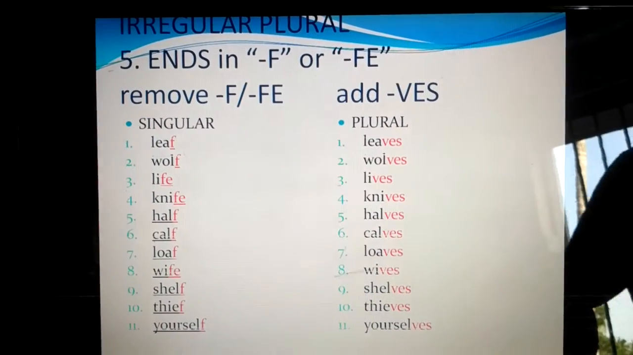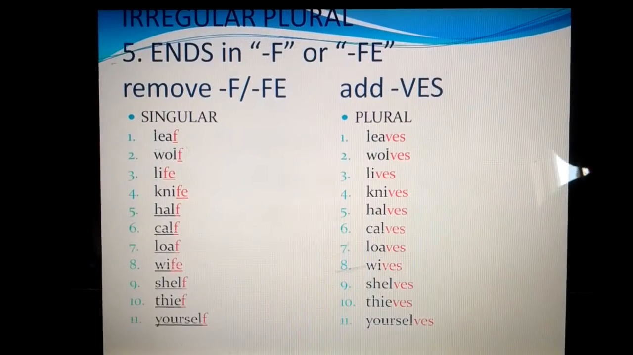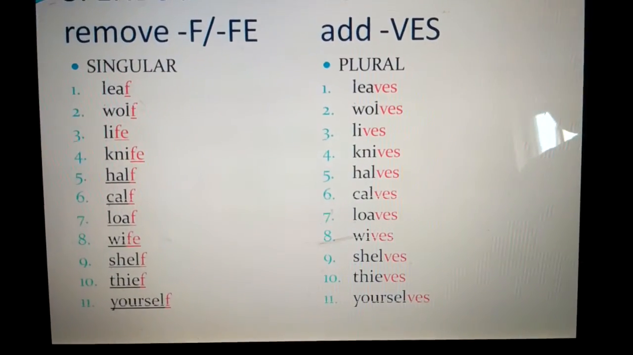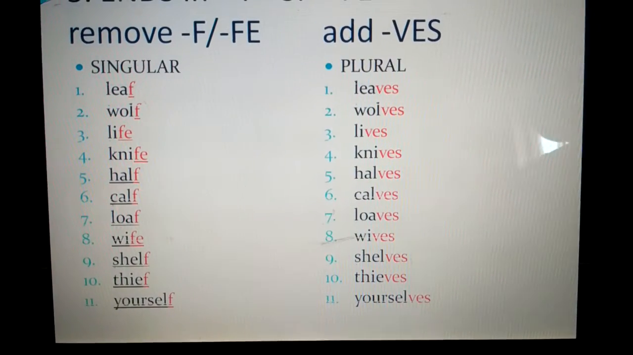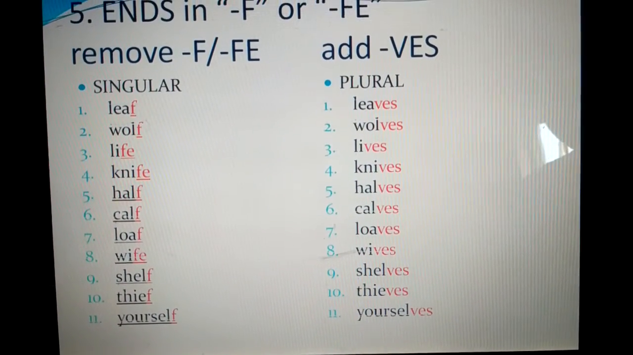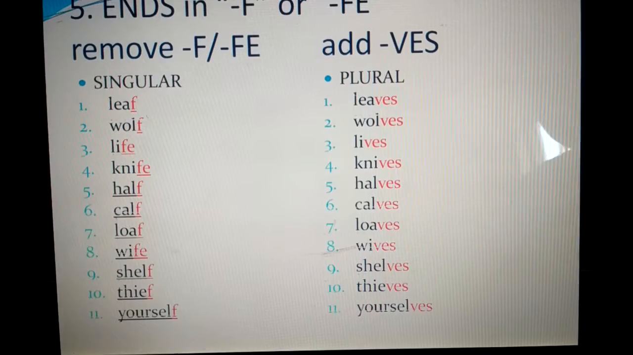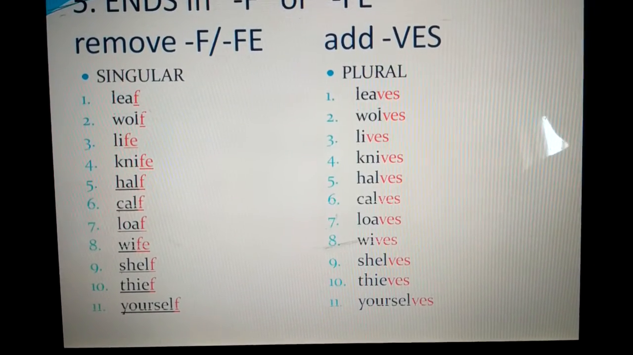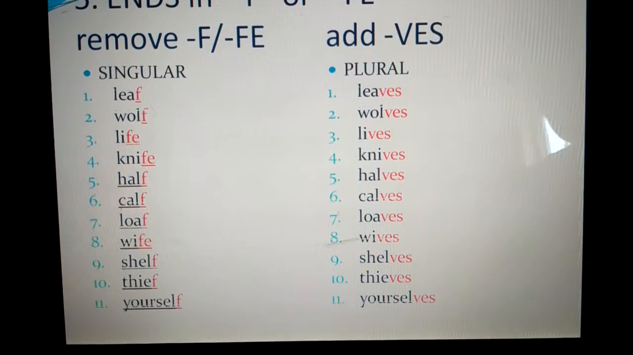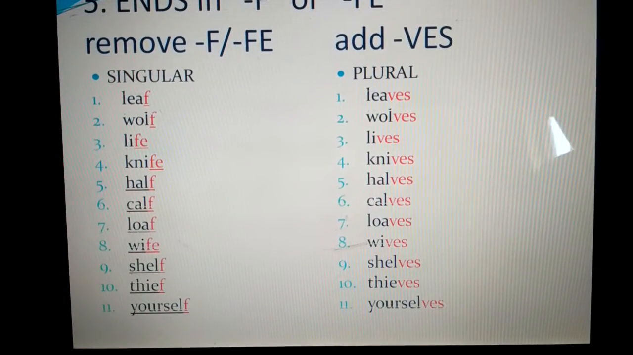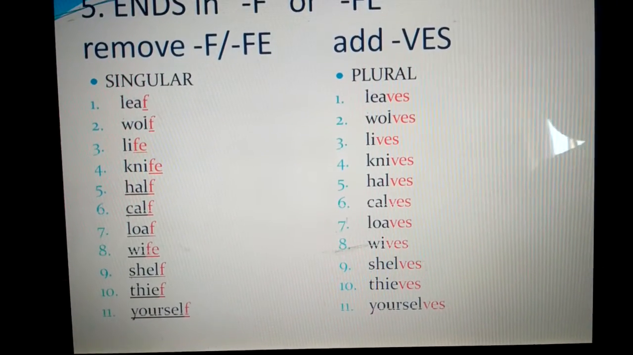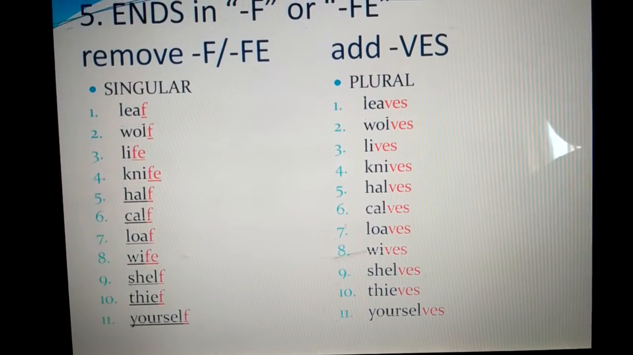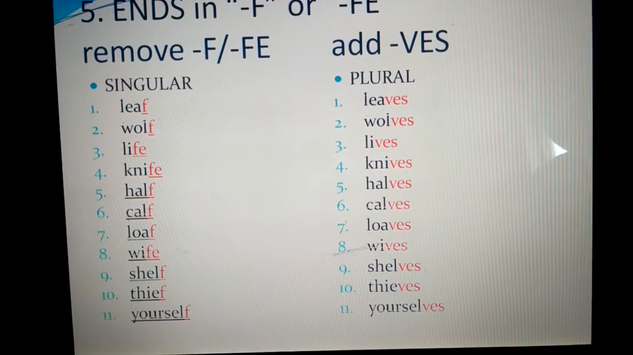For your help, I have already highlighted these letters in the given nouns. Then the second one: wolf, wolves. Life, lives. Knife, knives. Half, halves. Cough, coughs. Loaf, loaves. Wife, wives. Self, selves. Thief, thieves. Yourself, yourselves.